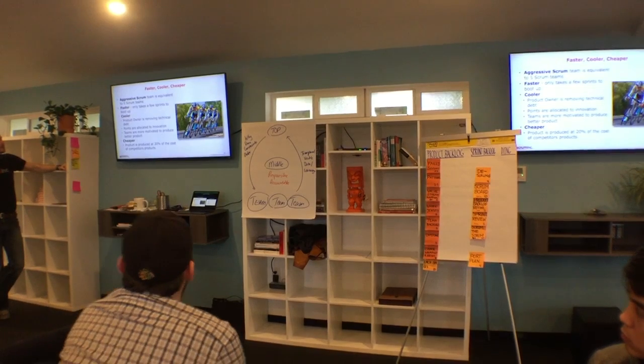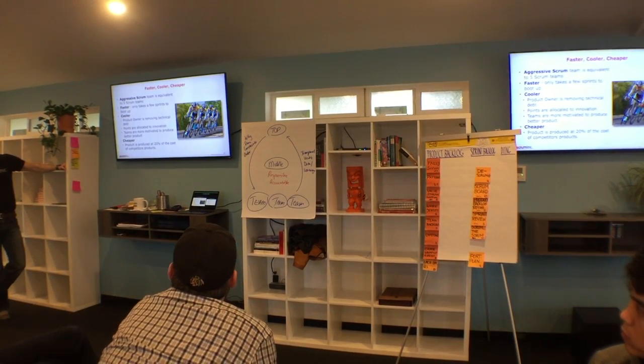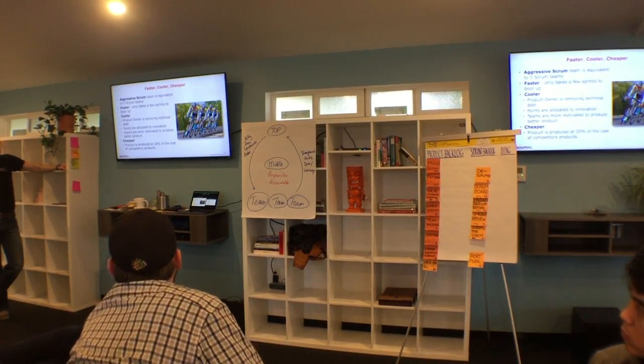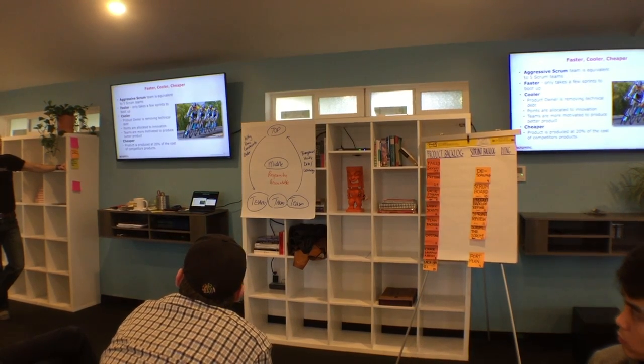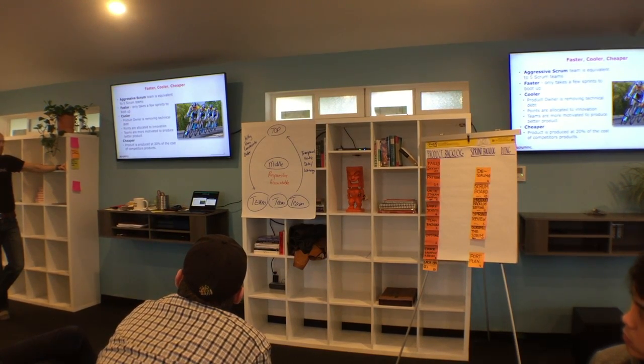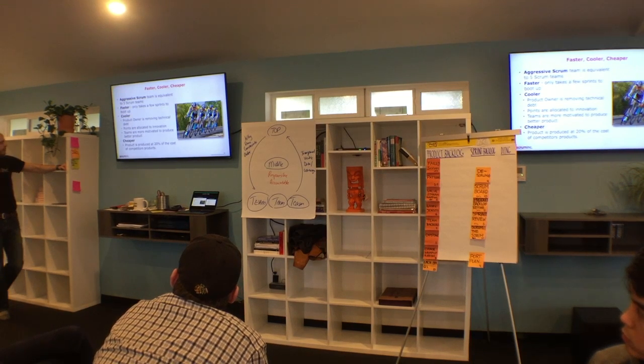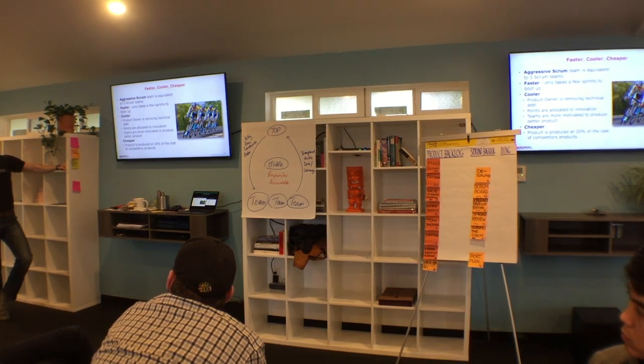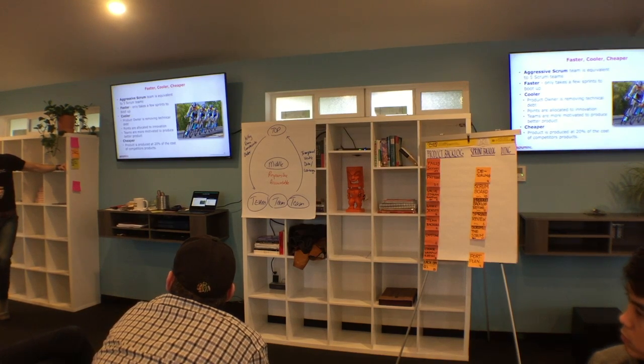Cooler, the product owner has so much time that they can provide some to the team to remove technical debt, previous corners they cut, hardware and software. They can allocate points to innovation. The teams are motivated to produce better product. It's cheaper because they got all this speed without hiring 5 more teams worth of people. Their product is produced at 20% of the cost.